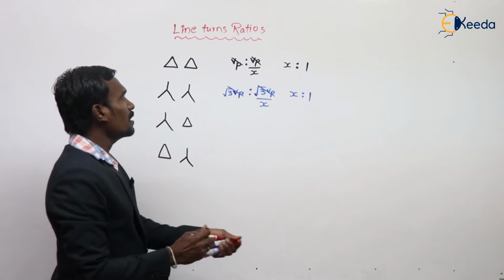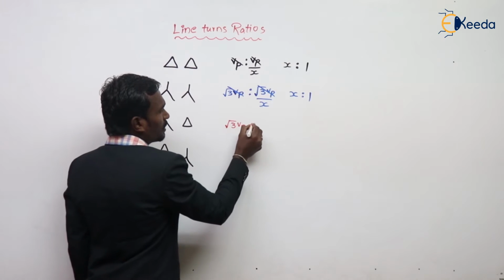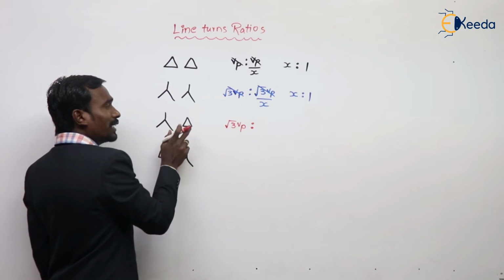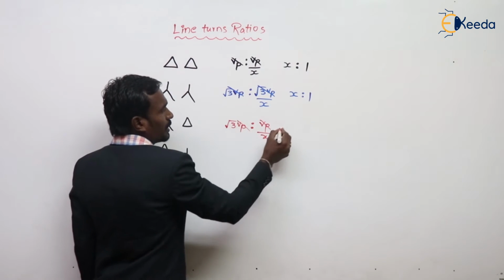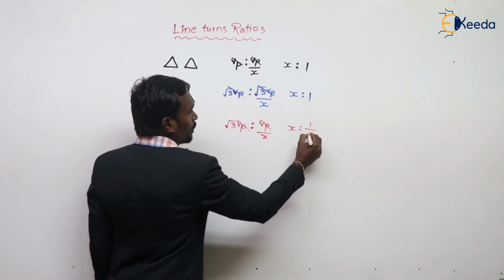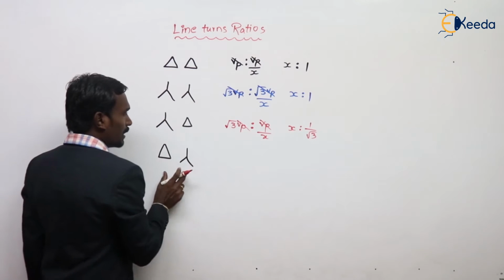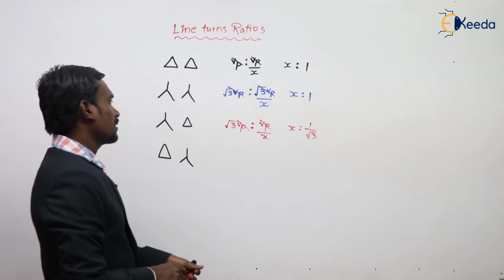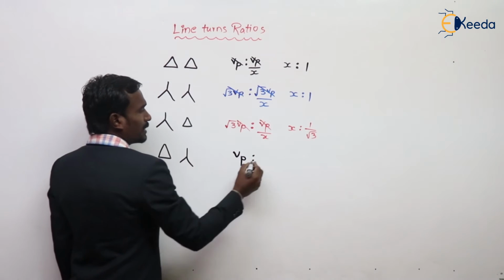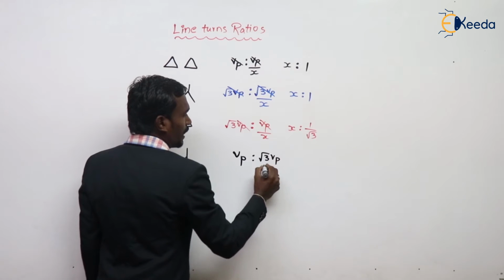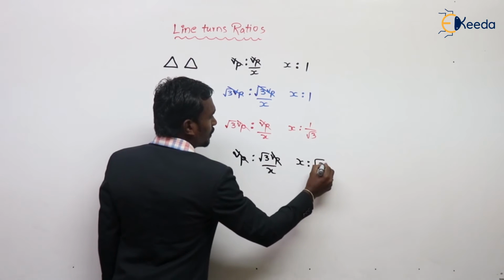For star-delta, the line voltage of star is root 3 times the phase voltage, and the line voltage of delta is equal to the phase voltage. So this is x is to 1 by root 3. For delta-star, the line voltage of delta is the phase voltage, and the line voltage of star is root 3 times the phase voltage by x. The phase voltage gets cancelled, so the answer is x is to root 3.